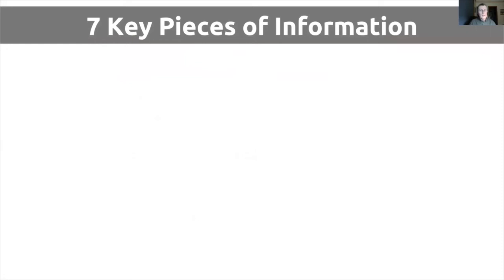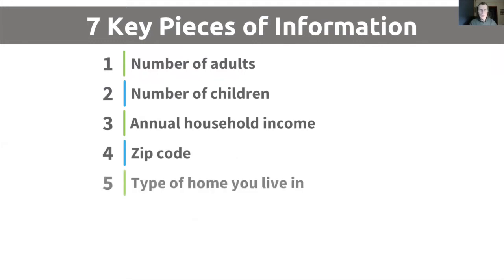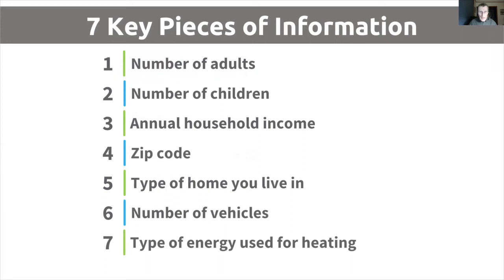To use the calculator, you'll need to be able to supply 7 key pieces of information. You'll need the number of adults in your household, the number of children, your annual household income to the nearest thousand, your zip code, what type of home you live in, a house, apartment, condo, townhouse, the number of vehicles your family drives, and the type of energy used to heat your home: natural gas, electricity, oil, propane.